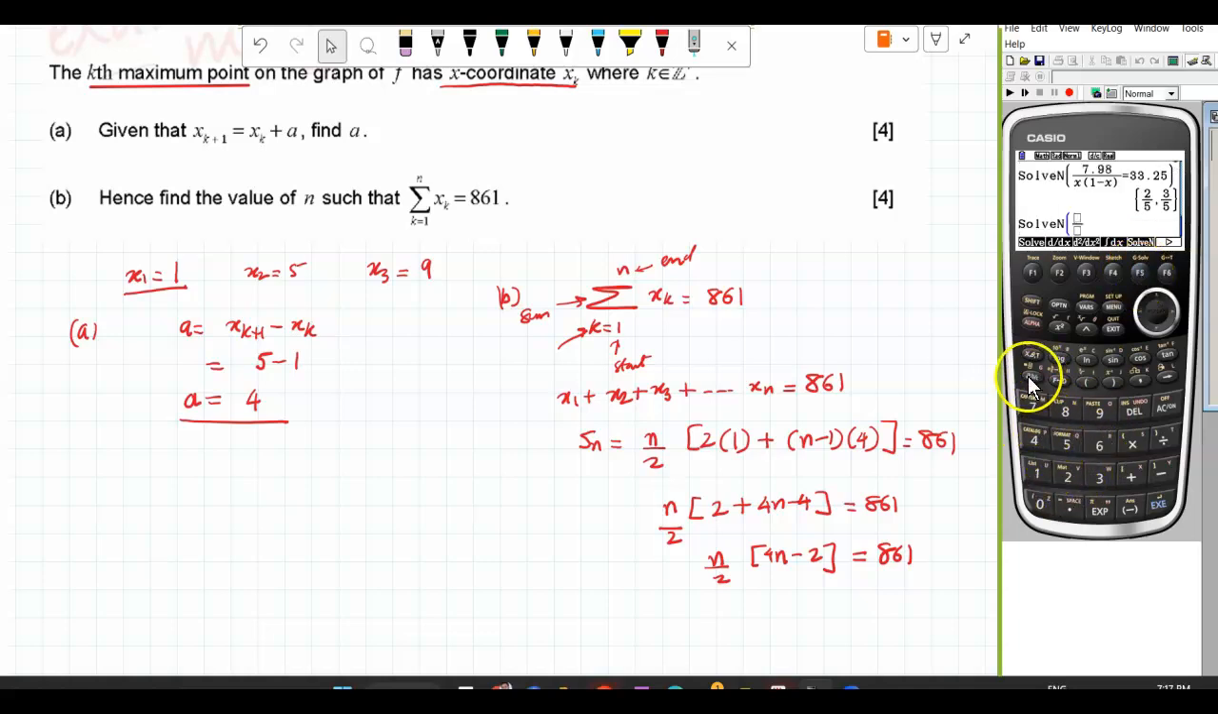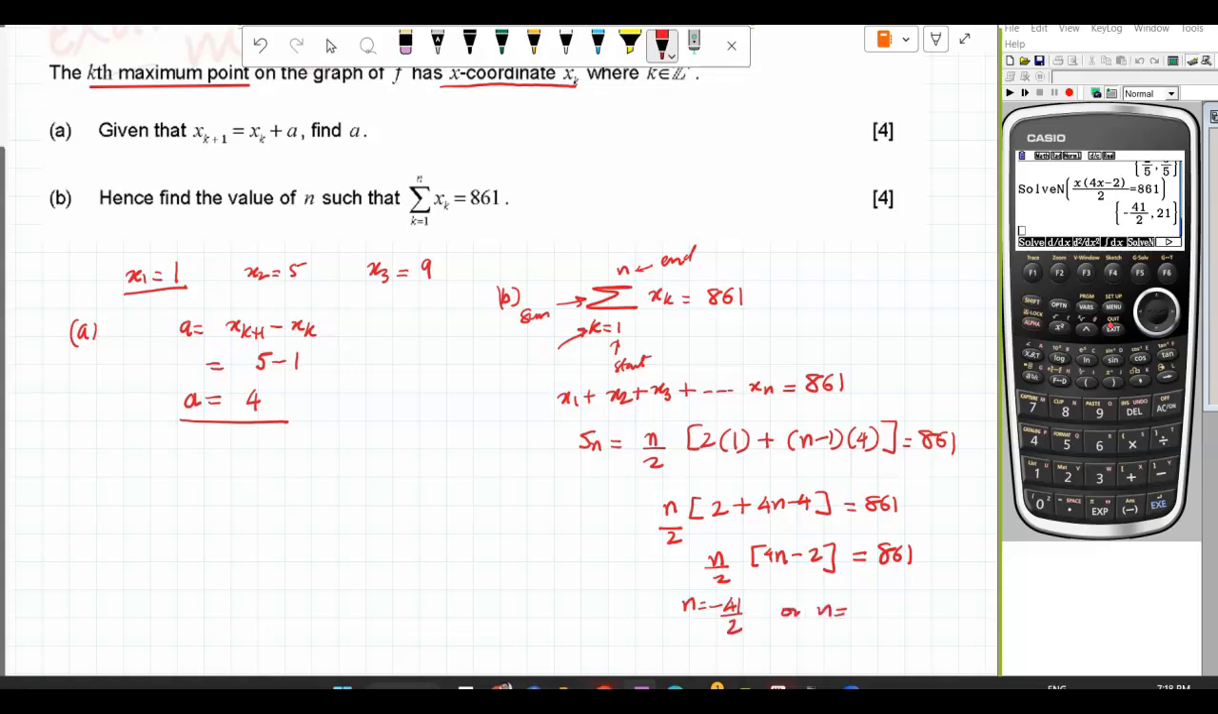You have x, open brackets 4x minus 2, close brackets upon 2 is equal to 861. Are you following that? You can do all that. If you don't make a mistake, it's good. But here directly you're getting it, you're sitting here using a calculator. So n is equal to minus 41 by 2 or n is equal to 21. So obviously minus 41 by 2 is rejected. So n is 21. And you go to the next sum straight.